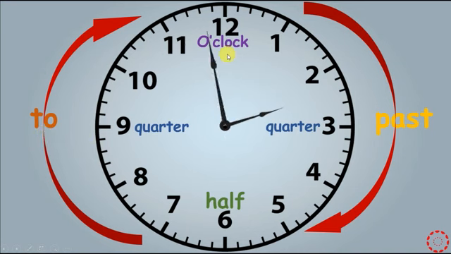Also, we have to know about these four numbers, that they are different. Number 12 is always o'clock. For example, when the long one, the minute hand, is on the number 12, you have to say o'clock. But when it's on the number 3, we have to say quarter. And when it goes on the number 6, we have to say half. And when it goes on the number 9, we have to say quarter.